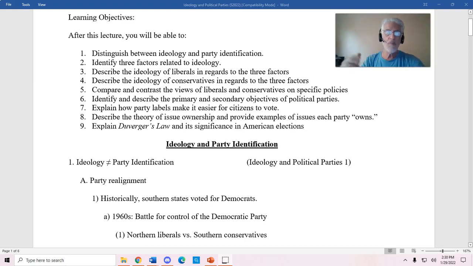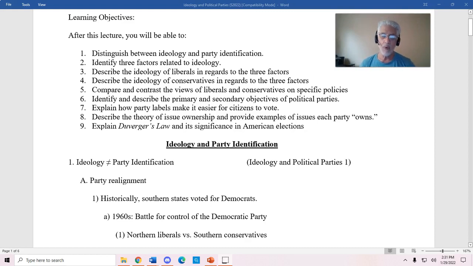Then when we get to political parties, you'll be able to identify and describe the primary and secondary objectives of political parties. You'll also be able to explain how party labels make it easier for citizens to vote. You'll be able to describe the theory of issue ownership and provide examples of issues that each party owns. And then you'll be able to explain something called Duverger's law and its significance to American politics. With that in mind, let's begin with ideology and party identification.